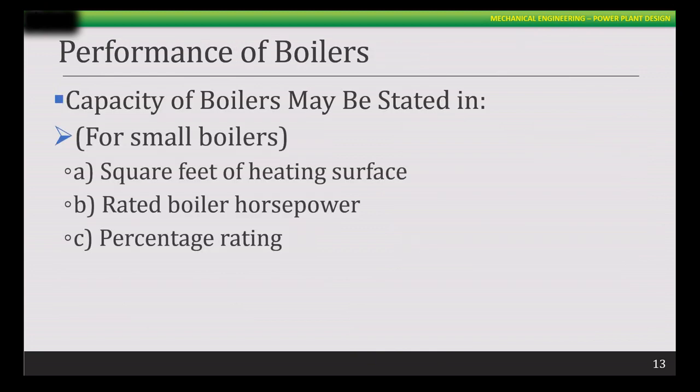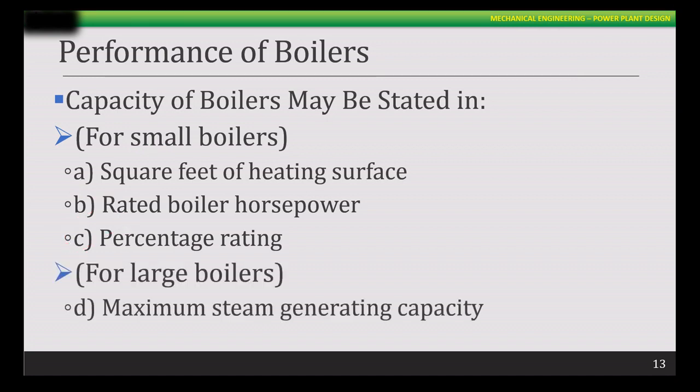Okay? So performance of boilers. The capacity of boilers may be stated in: for small boilers, square feet of heating surface. So you specify square feet of heating surface for small boilers, since for large boilers we do not specify heating surface. So rated boiler horsepower, then percentage rating. Then for large boilers, we have a maximum steam generating capacity.